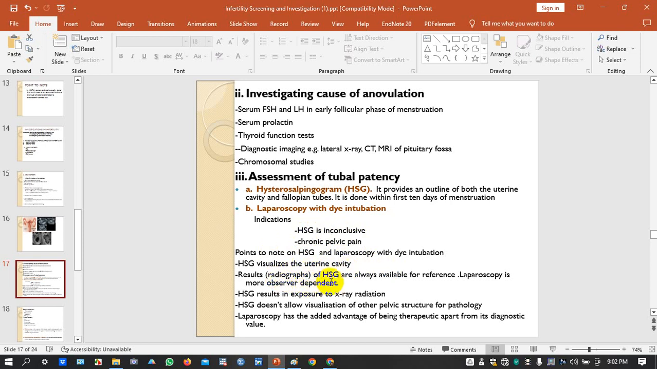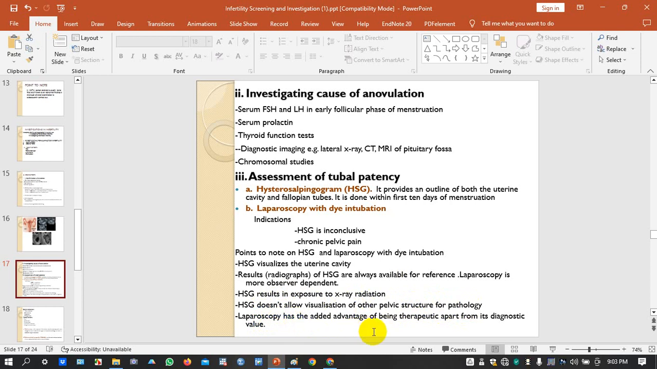Results: radiographs of HSG are always available for reference. Laparoscopy is more observer dependent. HSG results in exposure to X-ray radiation, so it is not good because X-ray radiation can cause cancer and a whole lot of defects. HSG doesn't allow visualization of other pelvic structures for pathology. It's only the uterus and the fallopian tube, not other pelvic organs like the urinary bladder and the rest.